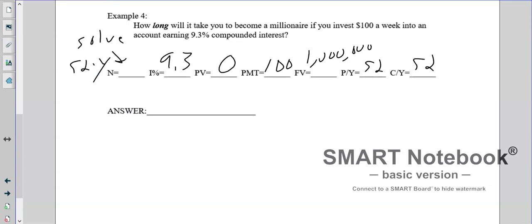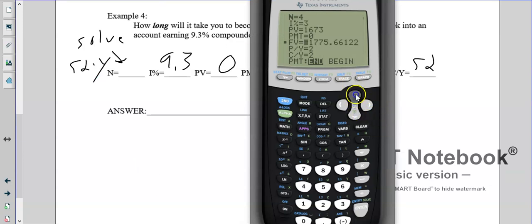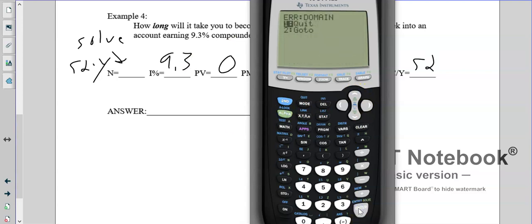So here we go. Last one. So we don't know the number of years or number of periods. We're going to put in 9.3. Present value of 0. Payment is going to be $100. Future value is 1 million. 1, 2, 3, 4, 5, 6. And we're going to change this to 52. Now we're going to go up here to N and hit alpha solve.